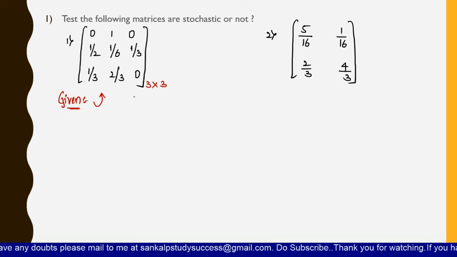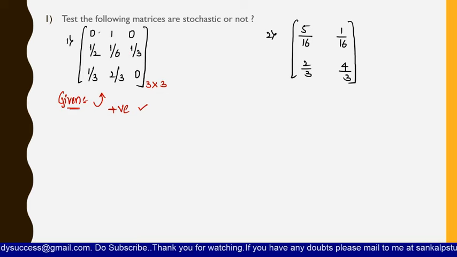Now in order for a matrix to be a stochastic matrix, you have two conditions. All the elements in the matrix should be positive. So here if you observe the matrix, each and every element is a positive number. That means it is a non-zero number. So the first condition is satisfied. Now the sum of the elements in each and every row should be equal to 1. Now let us sum each and every row.